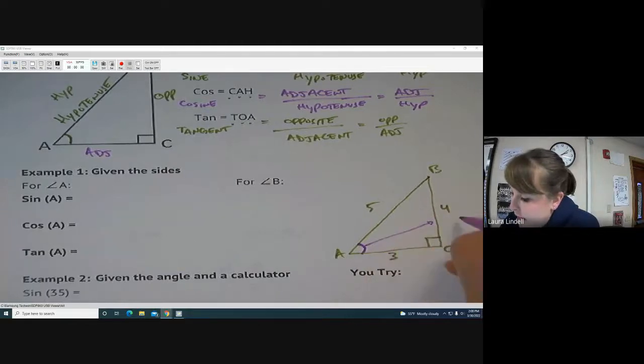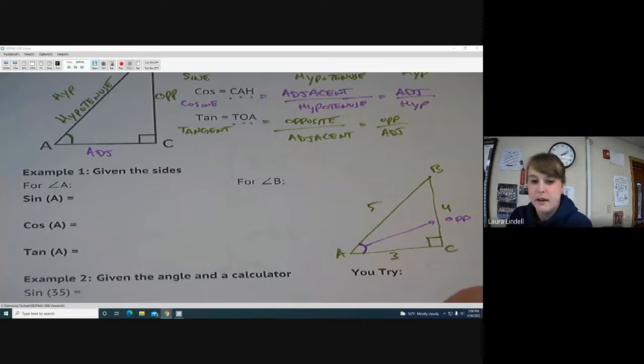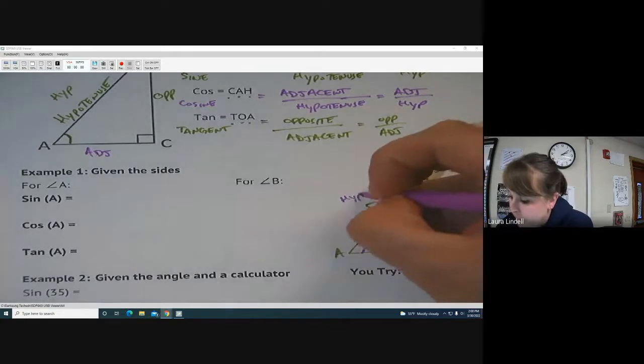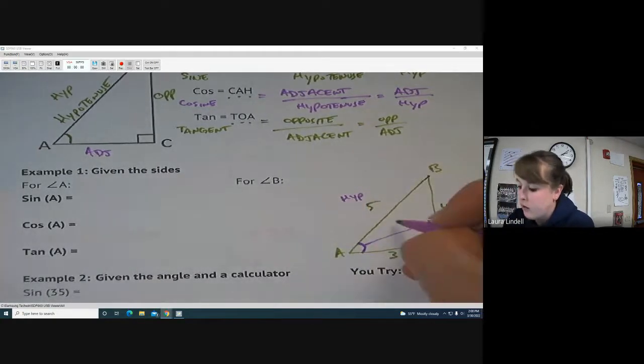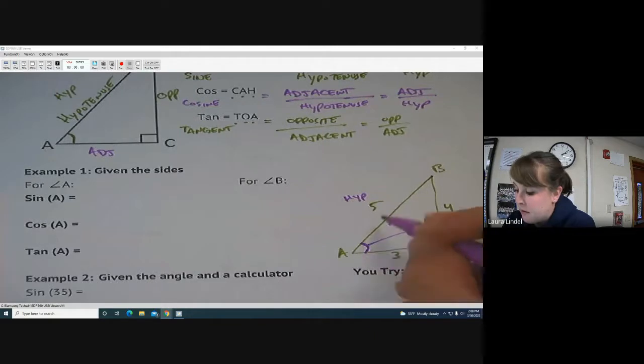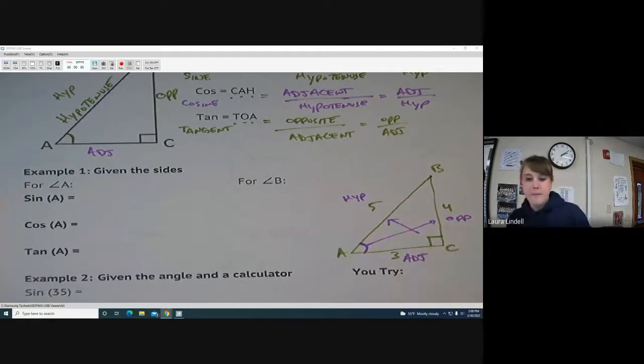Across from angle A is the opposite side. So OPP is what I'm going to put there, just so that I remember that's what goes with angle A. And then the hypotenuse is always across from the right angle, and the hypotenuse never changes. It's always that across from the right angle side. And then the only one that's left, the one that's next to angle A but is not the hypotenuse, is the adjacent side. So I'll put ADJ right there. So now I have all my sides labeled from the perspective of angle A.